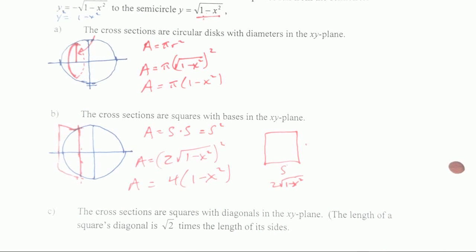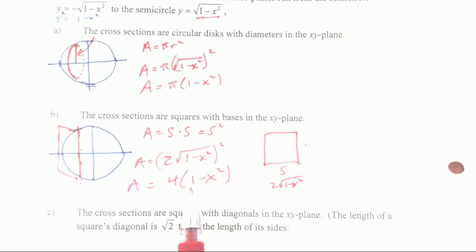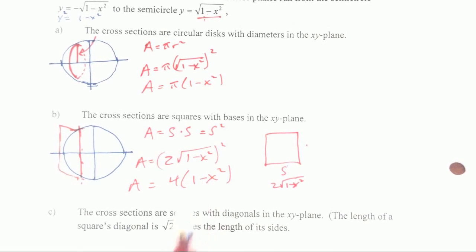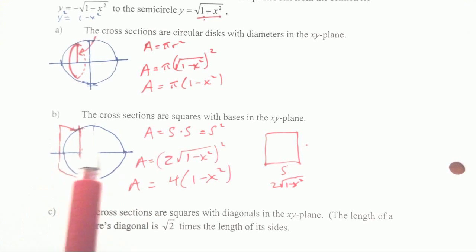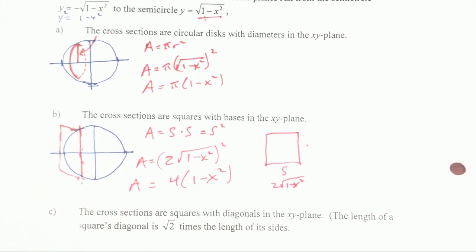You can distribute that if you like. Okay, so ultimately what we'll be doing with this is we'll be taking this thing and maybe integrating that from -1 to 1 to add up all the squares that would fit on that. And we'll talk more about those shapes as we move on.